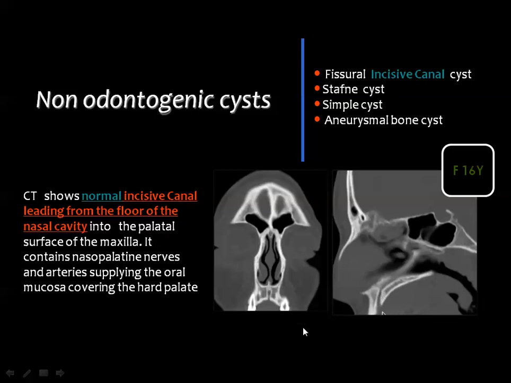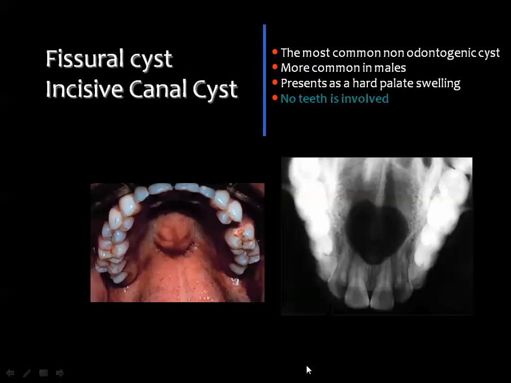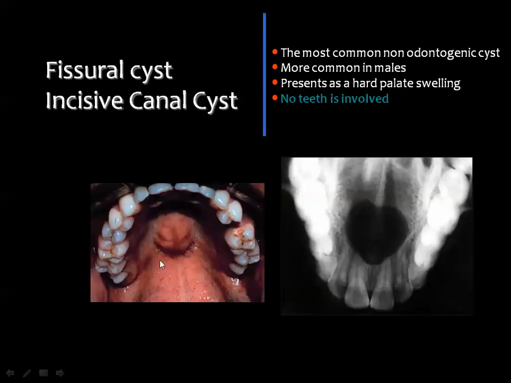Sometimes you get a cystic lesion which is related to the site of the incisive canal between the roots of the incisive teeth, and this is one of the common lesions seen in clinical practice, a little bit more common in males. It appears like swelling in the roof of the mouth, as you can see here, and this does not involve the roots of the related teeth. And this is an example.